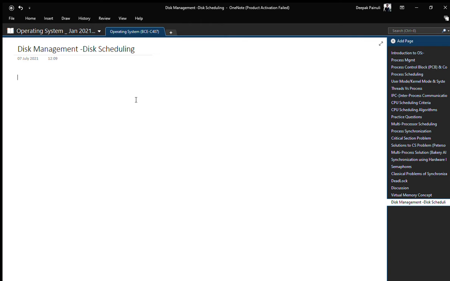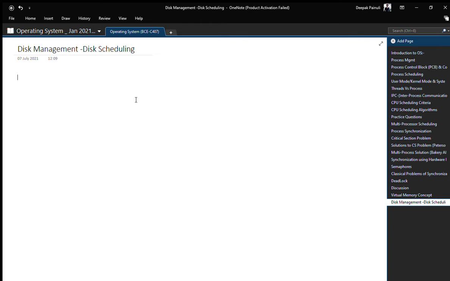Before going to disk management, what does the OS provide under the disk management function? It simply manages the disk head movement, so that the latency of accessing any record on the disk is minimum. This topic comes under the IO management part, and disk is an IO device, right?